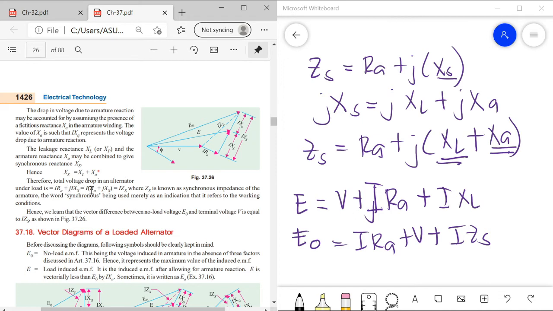Therefore, the total voltage drop in an alternator under load is IRA plus jIXS, which is equal to I(RA plus jXS), equal to IZS, where ZS is known as the synchronous impedance of the armature, the word synchronous being used merely as an indication that it refers to the working condition. Hence, we learned that the vector difference between the no load E0 and the terminal voltage is equal to IZS.